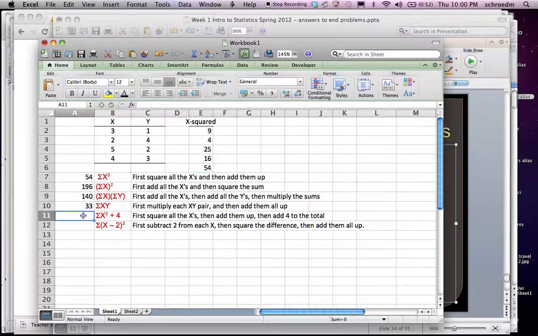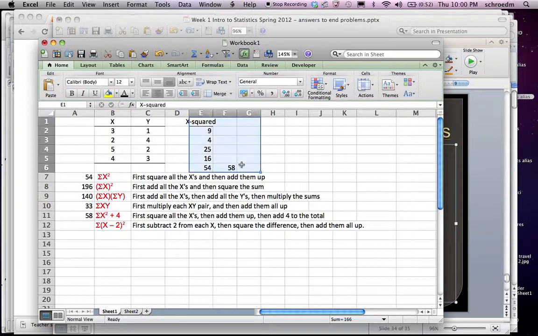And I get a value of 54. Again, the first thing I did, oops. Now, the final thing I have to do to that is add 4. So 54 plus 4 equals 58. Got a little ahead of myself there. So exciting, I can't help myself, you know.